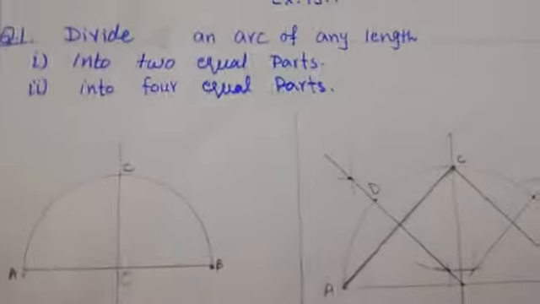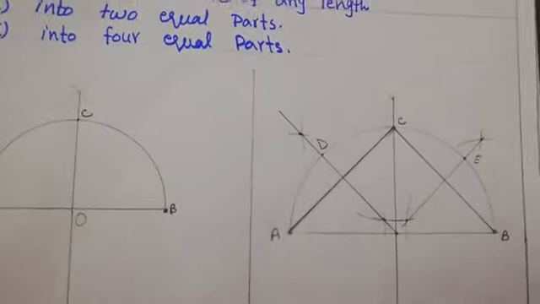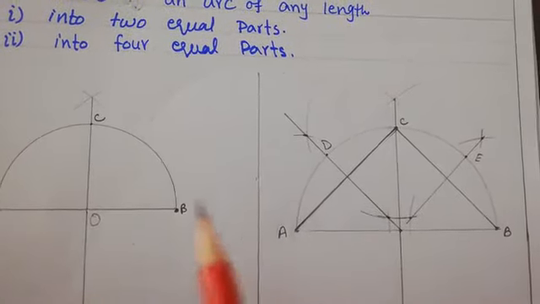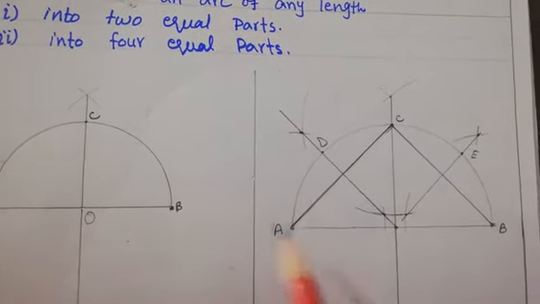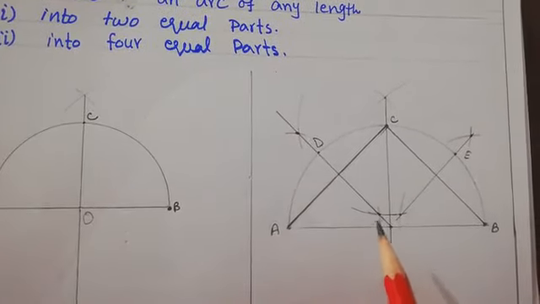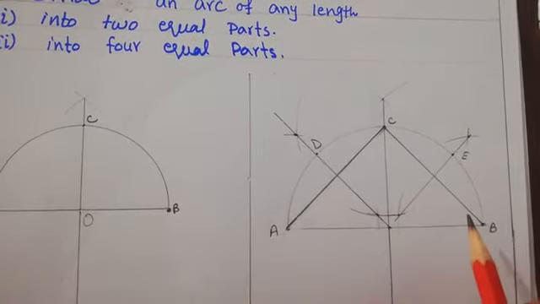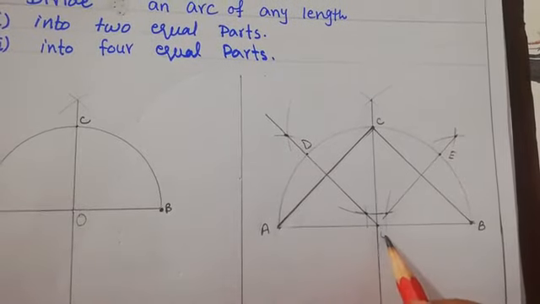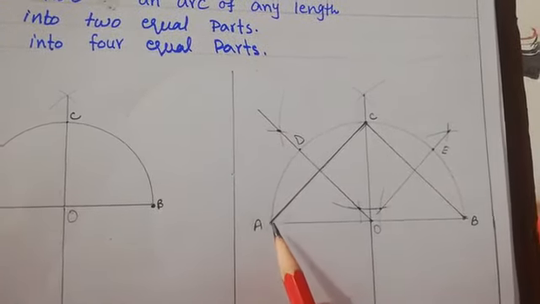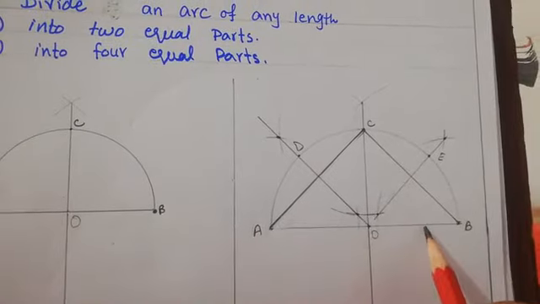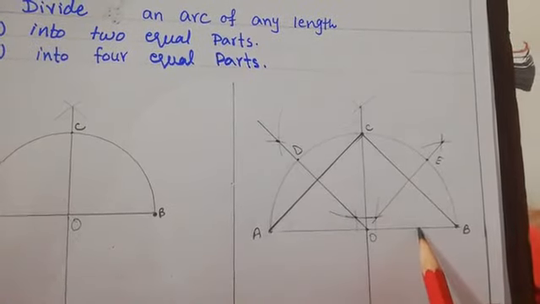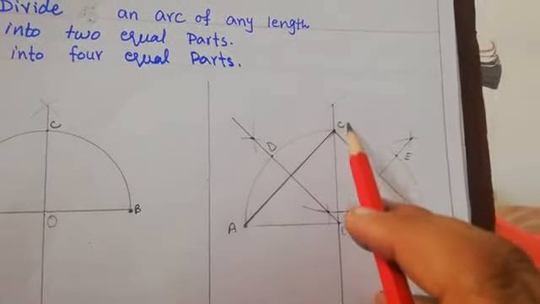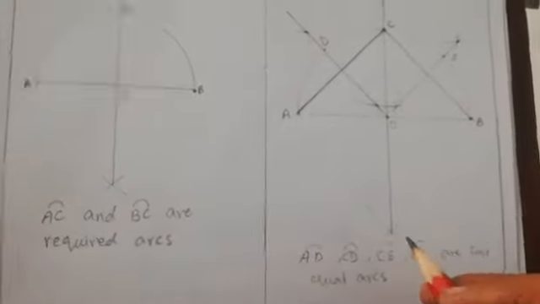Then we will move to part number 2. In part number 2, first of all we will draw an arc of any length like the previous one. After drawing this arc, you will join point A with B. Then you will put your compass at point A and open it more than half of AB. Then draw an arc up and an arc down.